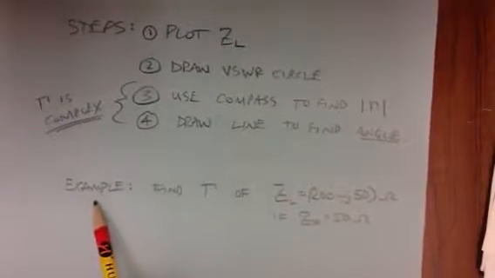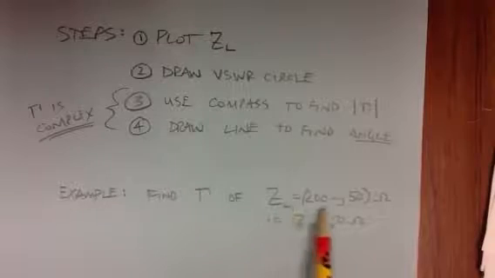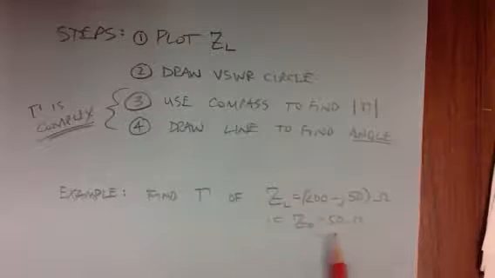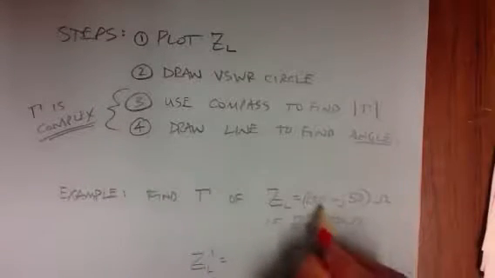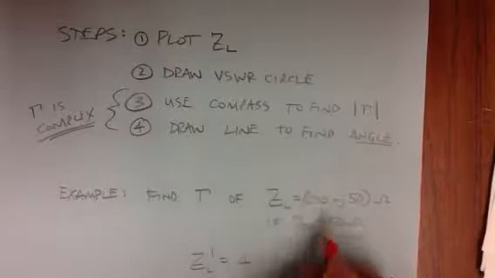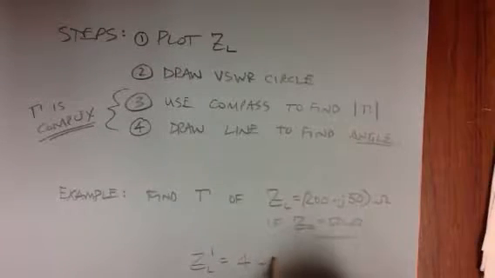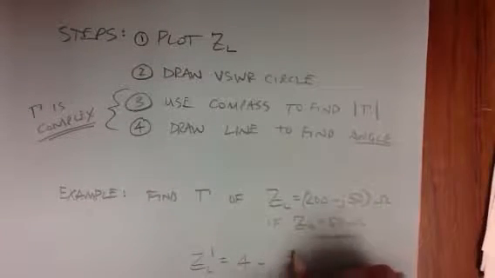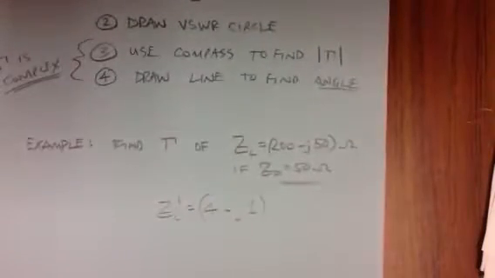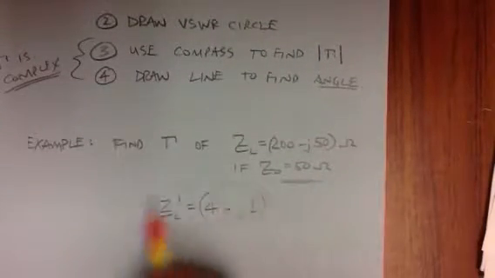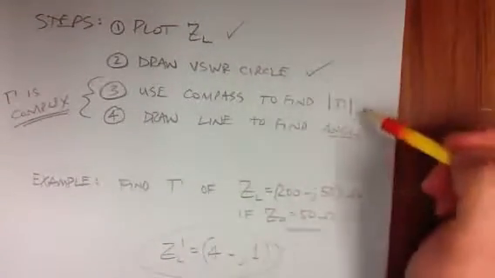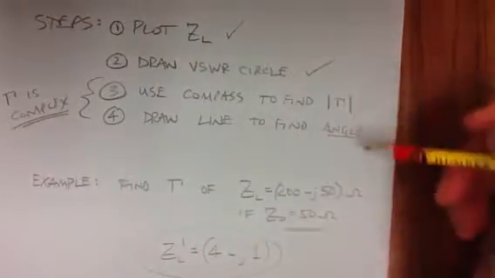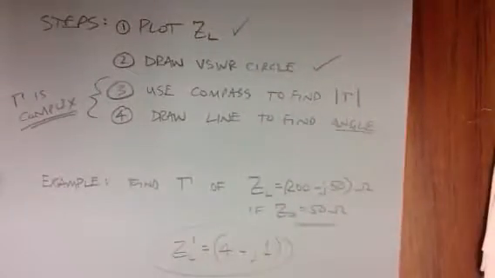We have the example here. Find the reflection coefficient of this impedance, assuming a characteristic impedance of 50 ohms. So we normalize. The normalized impedance is going to be 200 over 50 is 4, minus j, 50 over 50 is 1. 4 minus j1. So we plot 4 minus j1, then we draw the VSWR circle, and then we use our compass. I'll show you how to do that, and then we find the angle.